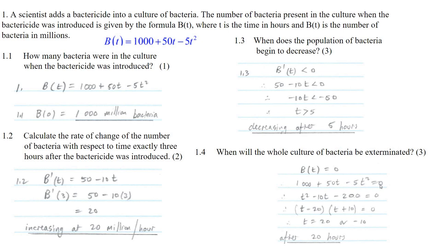You make it equal to 0, then you divide everything by negative 5 to make it easier to work with: t squared minus 10t minus 200. Then t times t gives you the t squared. 20 times 10 is pretty easy for 200. It must be minus 20 plus 10. So it's t equals 20 hours, because negative 10 hours doesn't make sense in this question. So there you go. There's the bacteria growth rate question.